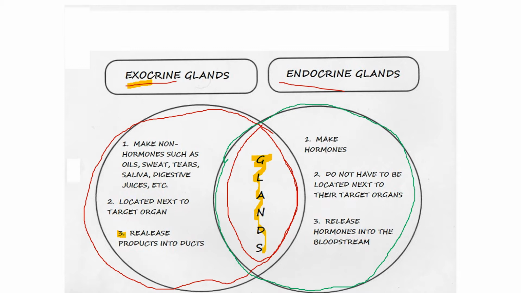Whereas the endocrine makes hormones. Hormones we know as chemical messengers. They do not have to be located next to the target organs. They just release their chemical messengers into the bloodstream, and the bloodstream will take them away, maybe somewhere a little close or somewhere far away in the body, to have an impact.